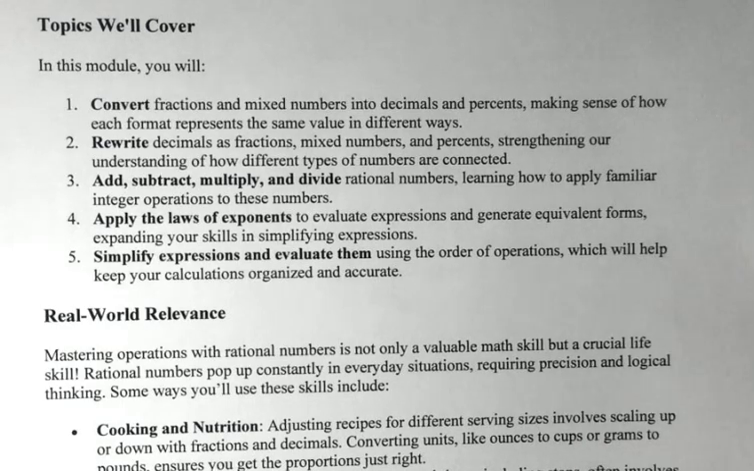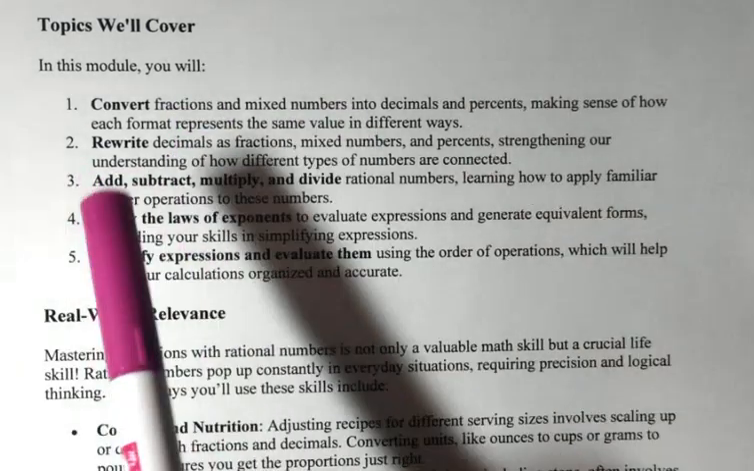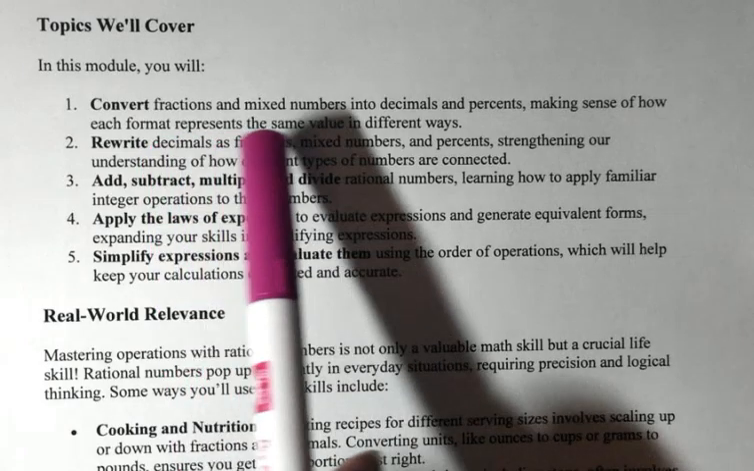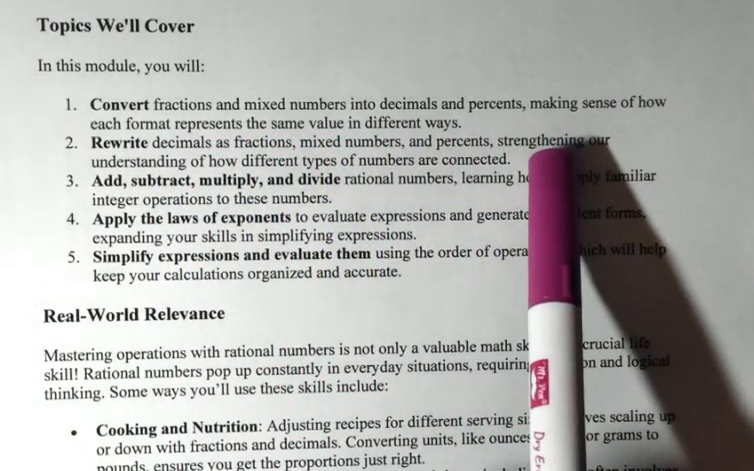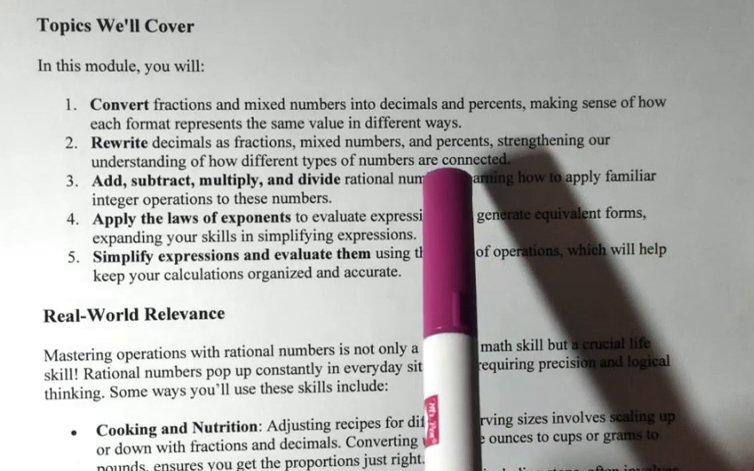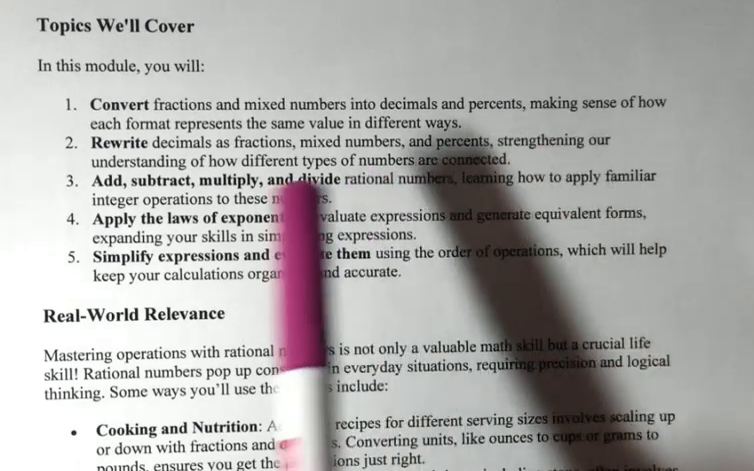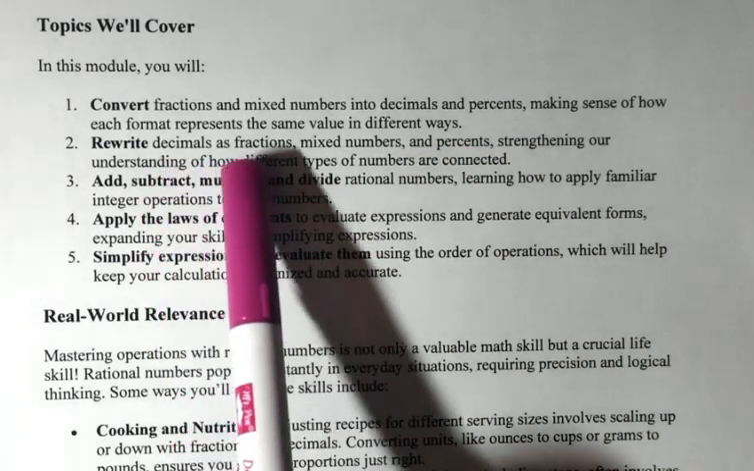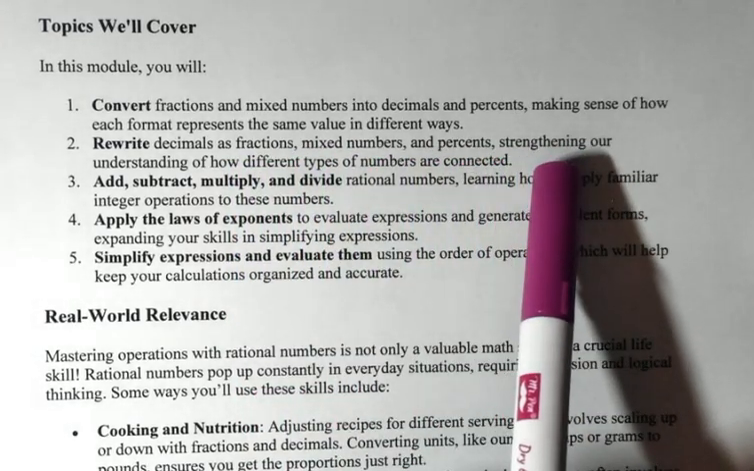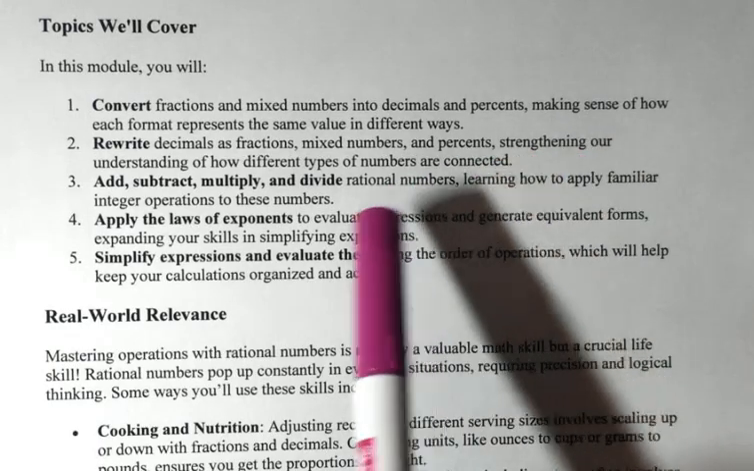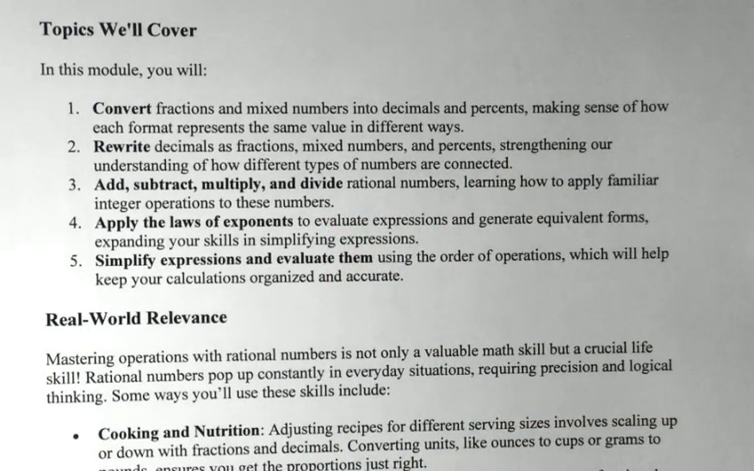So, some of the topics that we're going to cover throughout this module is that we're going to convert fractions and mixed numbers into decimals and percents. We're hoping to make sense of how each format represents the same value, even though it's going to look different. We will be able to rewrite our decimals as fractions, mixed numbers, and percents. This is going to help us to strengthen our understanding of how different types of numbers are connected.